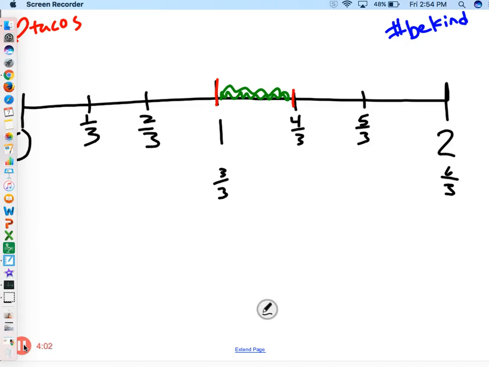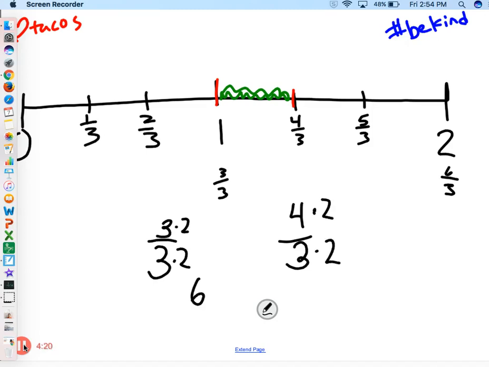So what I'm going to do is I'm going to take both of these fractions. I'm going to take 3/3, and I'm going to take 4/3, and I'm going to multiply them both by 2. If I multiply them both by 2, I'll be able to figure out what's right between them. I'm going to get 6/6, and I'm going to get 8/6. So now, what would be right between those two? Obviously, it would be 7/6. So 7/6 would be right there. So that's how you find a fraction between a fraction.